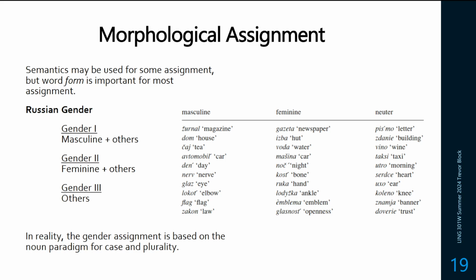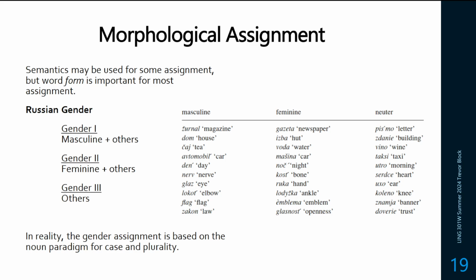The second to last one is morphological assignment. This is where we can still use semantics for a lot of different nouns, but the morphology is really what's determining it for the vast majority of them. So for example, in Russian, we have masculine and feminine gender. Those are going to be 2. And then we have a third gender with others.